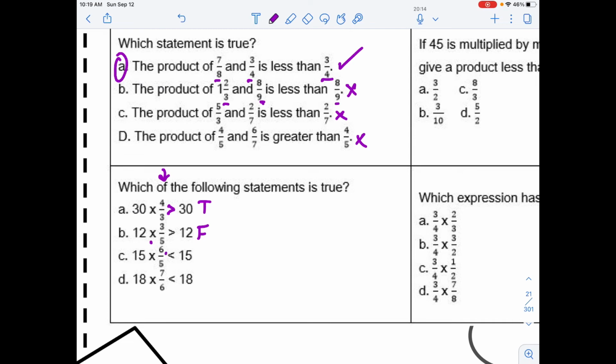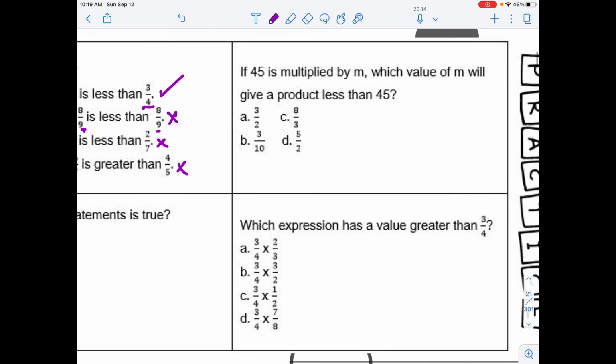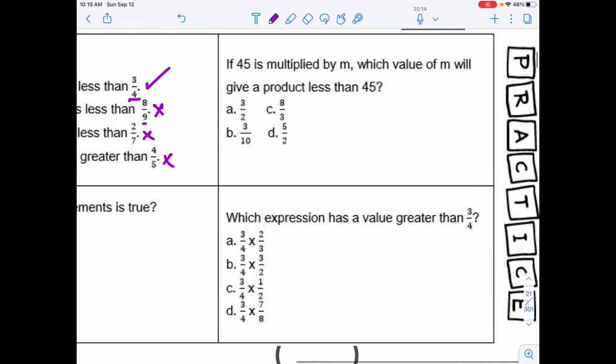So that's going to be false. 15 times 6/5 is less than 15. Well, that should be greater than, because 6/5 is greater than a whole because it's an improper fraction. So that would be false. Then we have 18 times 7/6. Oh, look again, we have it greater than a whole because it's improper. So that is false. So our correct answer is A again. Good job, Richland Rams.